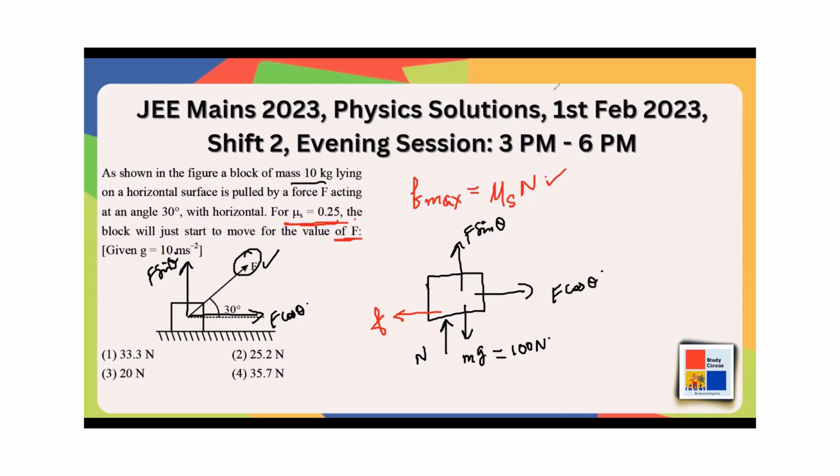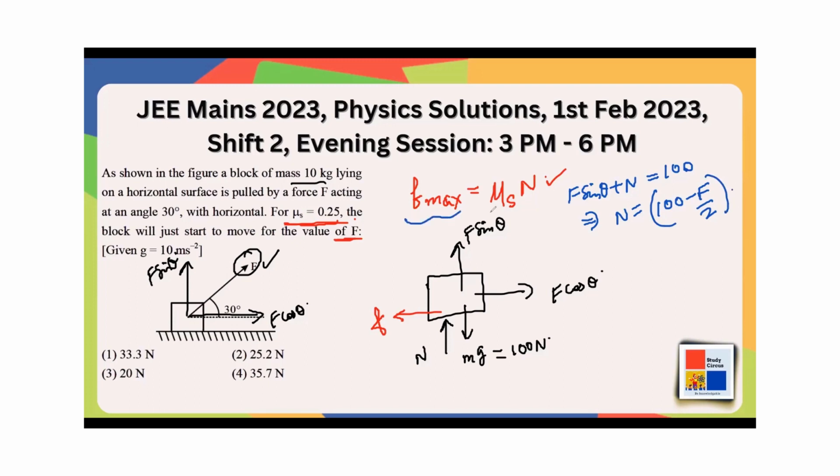So if I try to find out the normal force, okay, I'll balance out the forces in the vertical direction, right? That means F sin theta plus the normal force is balancing out the weight, okay, 100. So from here I can say the normal force is 100 minus F sin theta. Sin theta is sin 30, that is half. So I'll write F sin theta as F upon 2. So this is the normal force, right?